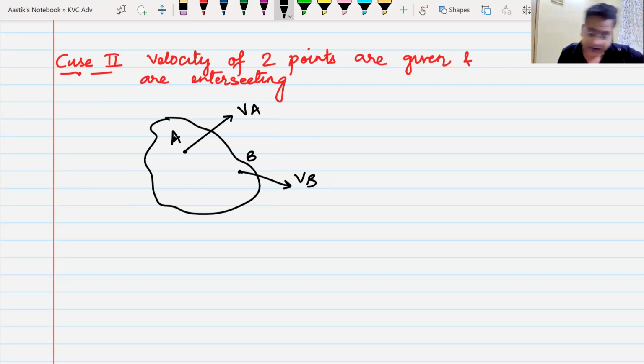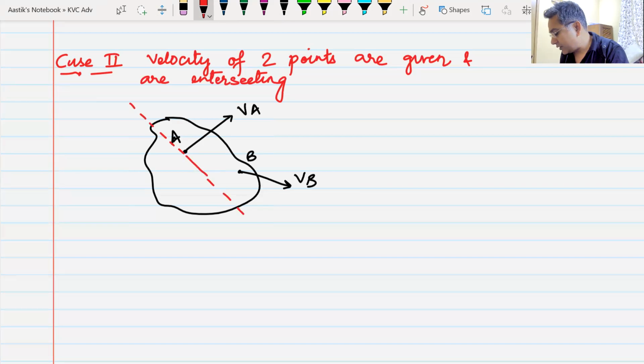Now, how am I going to get the instantaneous center of rotation in this case? What I am going to do is draw a perpendicular to this line. Because this velocity has to be perpendicular. Yes or no? Yes, sir. Then I will draw a perpendicular to this velocity. This is perpendicular. This is perpendicular. They are going to intersect at some point. That point becomes your instantaneous center of rotation. Do we understand this? Yes or no?